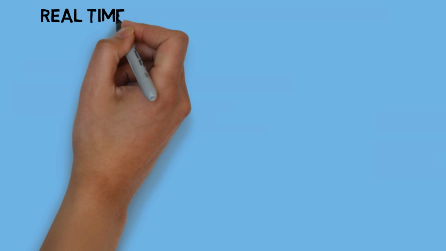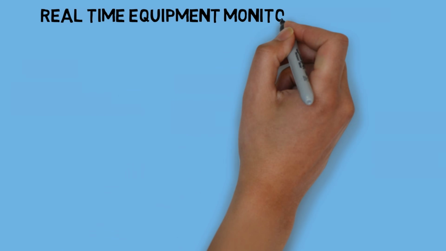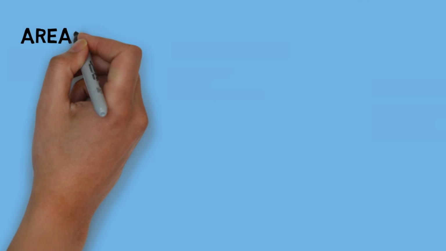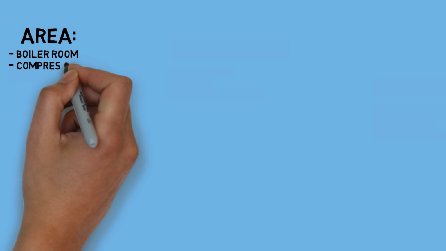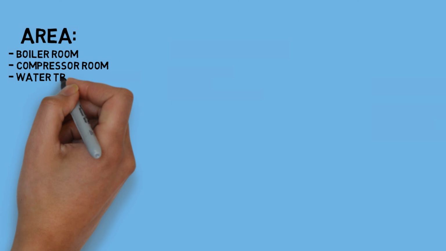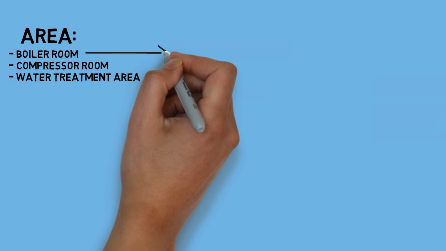In this video, I will show you a real-time equipment monitoring system that is used in a factory. Conceptually, within a factory we have several areas such as the boiler room, compressors, water treatment, and other supporting areas. Each area contains several pieces of equipment.